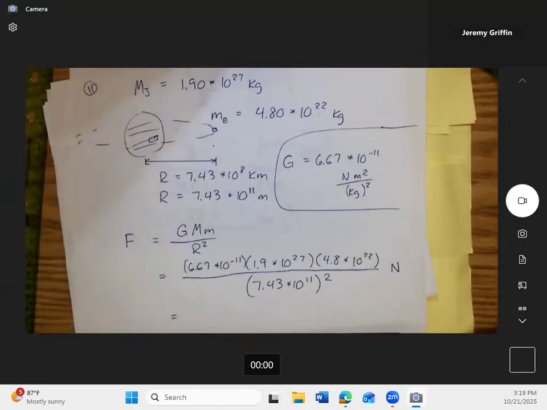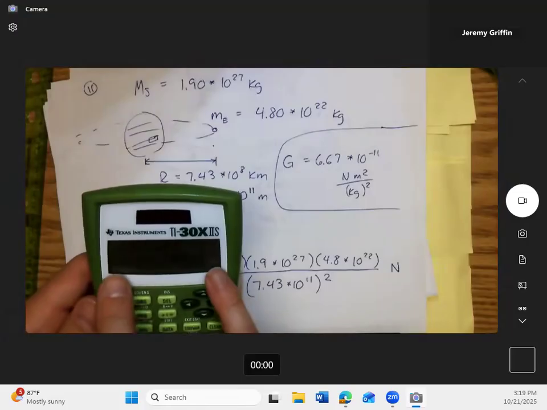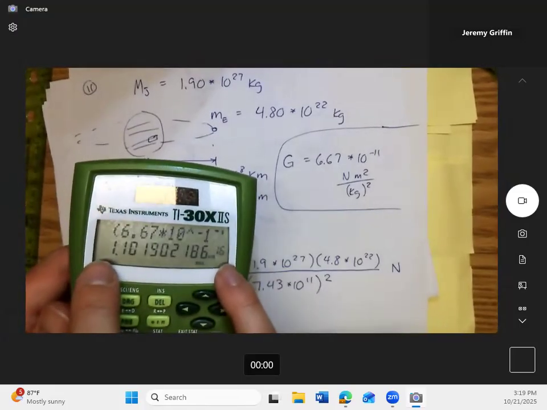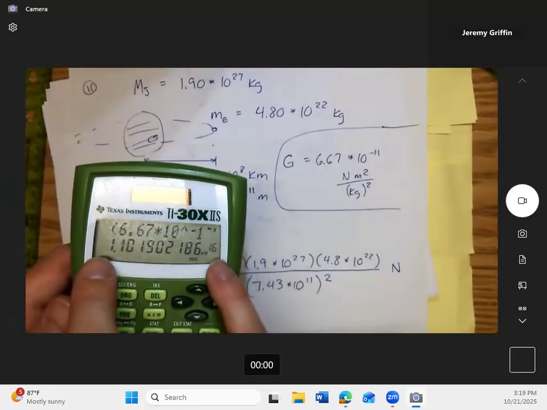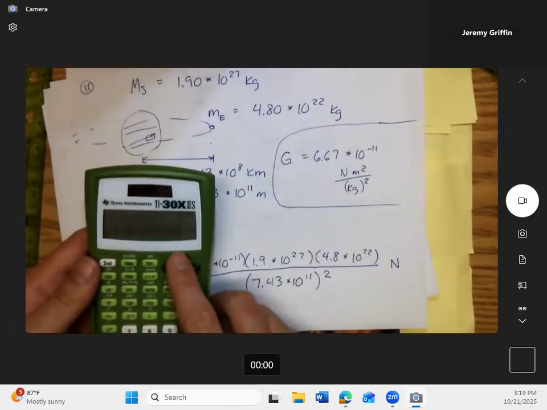Huh. I got something a little different. How about anybody else? Yeah, that's what I got too. Yeah, all right, I got what Anna got, so that's probably it. 1.1 times 10 to the 16. And that's Newton's. Yeah, I'll show you guys exactly how I typed it.